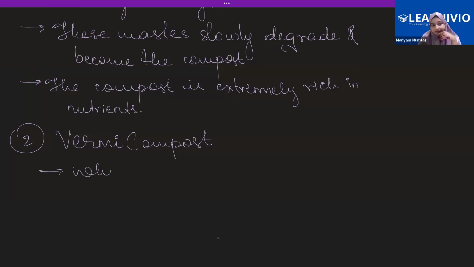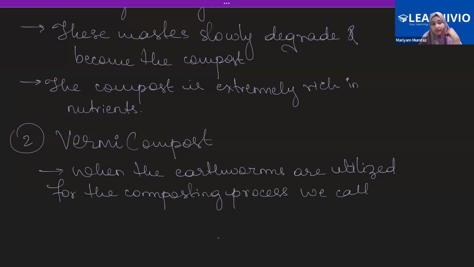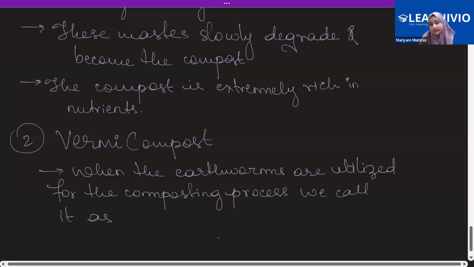So when the earthworms are utilized for the composting process, we call it vermicompost. Is it clear to everyone? The process is called vermicomposting. And what we have at the end of it is called the vermicompost.